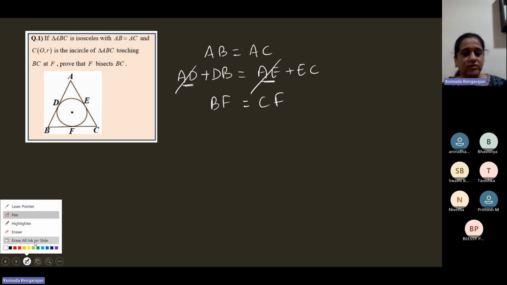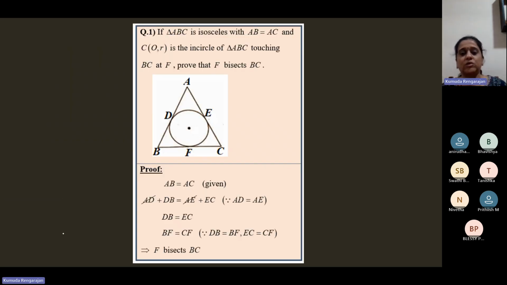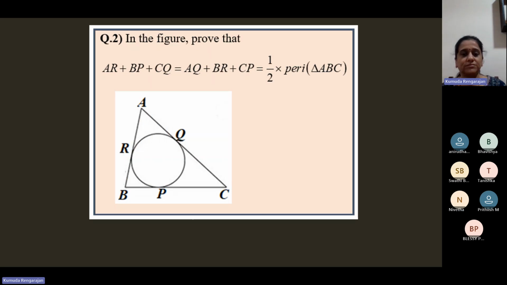All right. So this is the first one. I told you I'll give you time to work this, children. Next. So in this figure, again, you see a triangle in a circle. You need to prove that the sum of these three segments is equal to the sum of these three segments is equal to half the perimeter of triangle ABC.